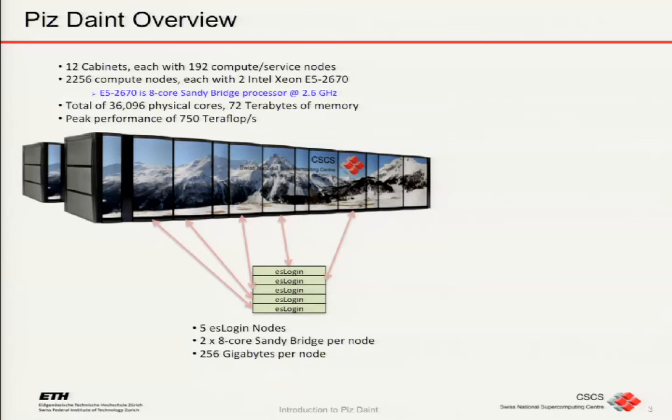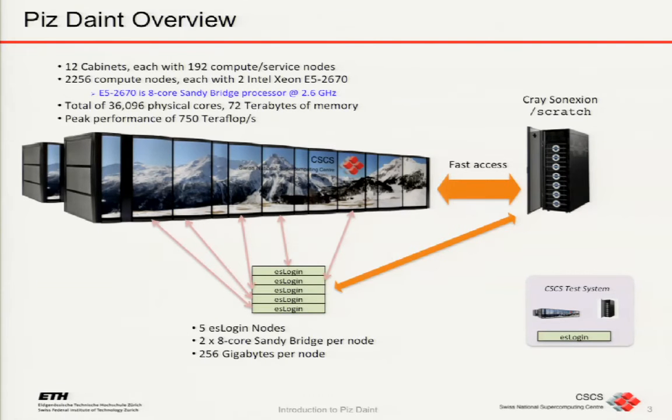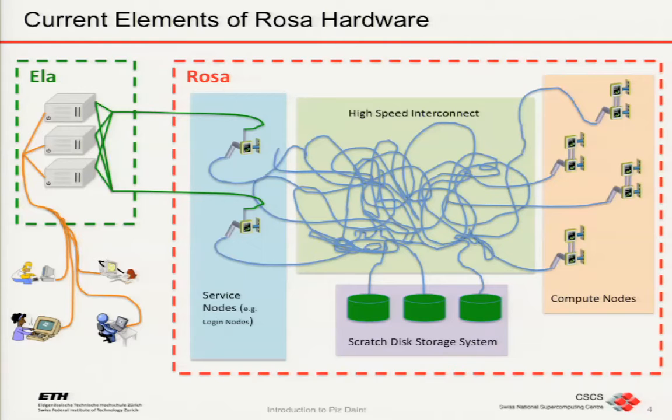So there are 5 ES login nodes, and I'll talk about those briefly in a moment. Each one with two Sandy Bridge sockets and 256 gigabytes of memory. Then there's a Cray Connection that Nathan talked about, Connection 1600 for the Scratch file system. And we also have a little test system of our own, but you don't really need to know too much about that, apart from we're in good hands because we have the exact duplication, some Connection and some ES login.